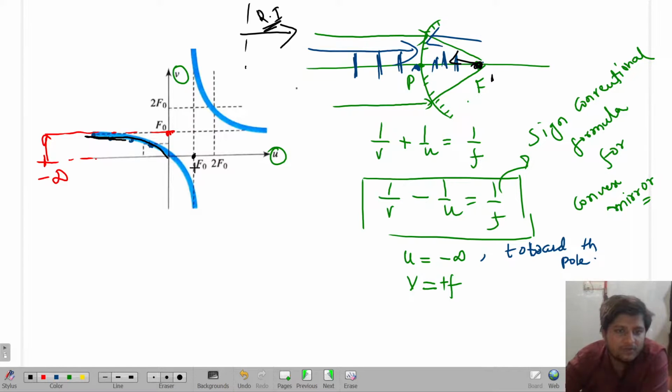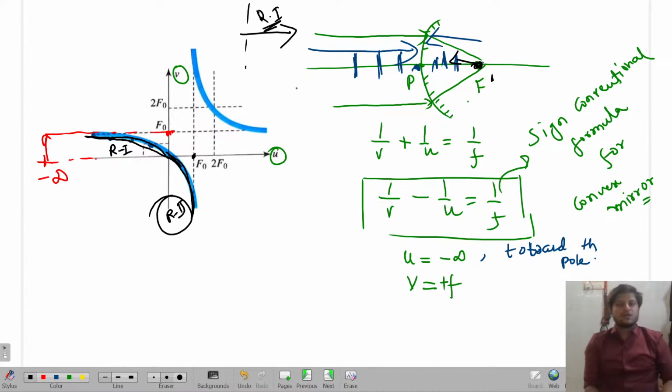So that is why for f naught you are getting an image at infinity, and after that, for particular distances, the image distance decreases. So you have one whole graph over here. So this is for region 1, this is for region 2. Understood or not? Tell me, yes or no? Yes, sir. Right or not?